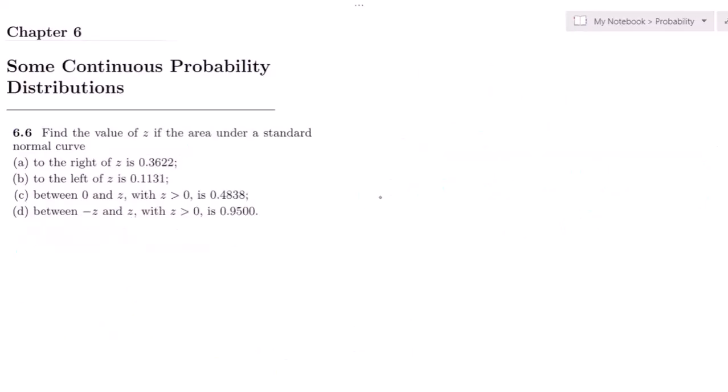See you soon. Hello guys, this is question 6.6, and the statement of it is: find the value of z if the area under a standard normal curve to the right of z is 0.3622. In solving it, let me draw this curve, and the area to the right of z is 0.3622.